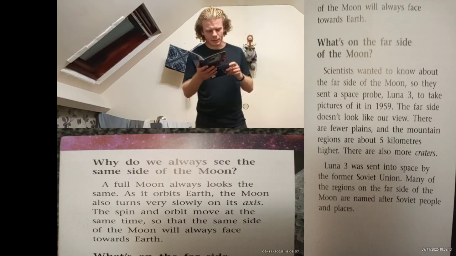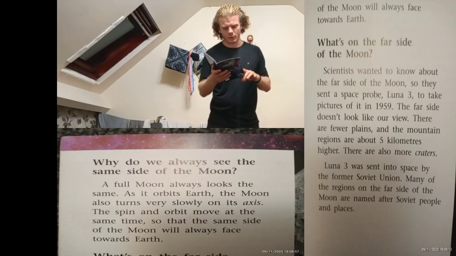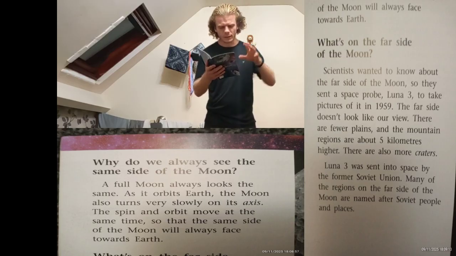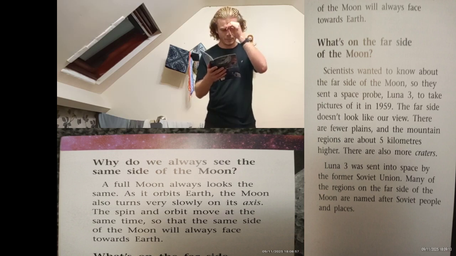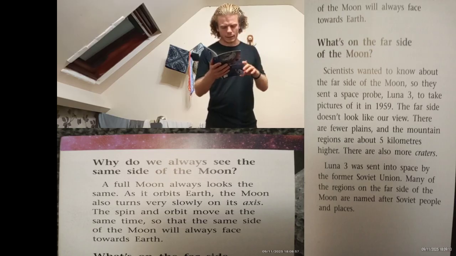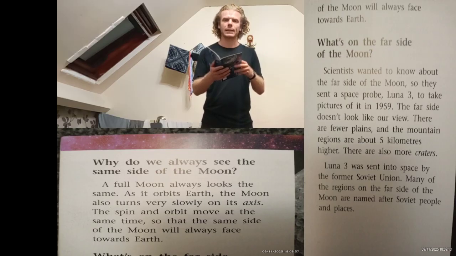Luna 3 was sent into space by the former Soviet Union. Okay, I wanted to know if I had concluded it wrong. Luna 3, Soviet Union. A space probe, a spaceship sent out by the Soviet Union in 1959. And many of the regions on the far side of the moon are named after Soviet people and places.